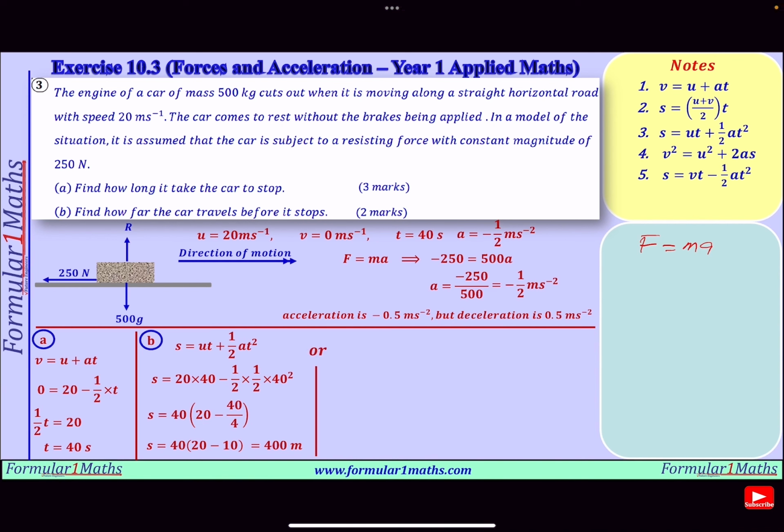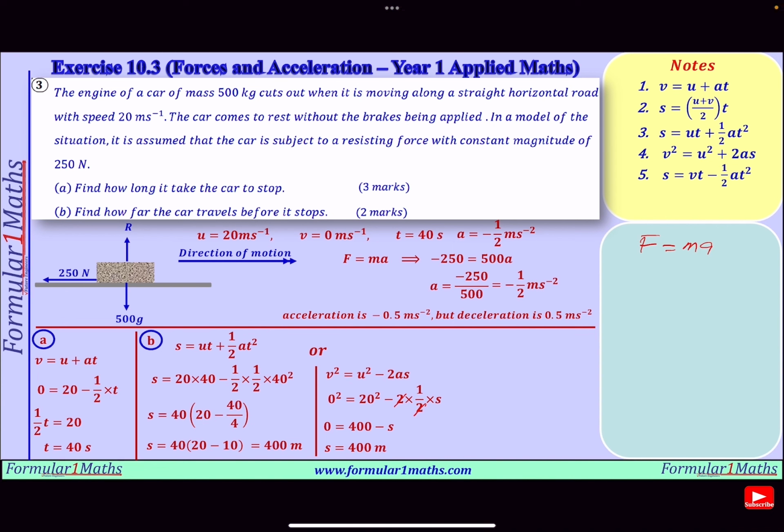We could have also used v squared equals u squared plus 2as. Again, we do our substitution to get 0 squared equals 20 squared minus 2 times half times s. This 2 will cancel out this half, and this will reduce to 0 equals 400 minus s. Solve for s, you get 400 meters as before.